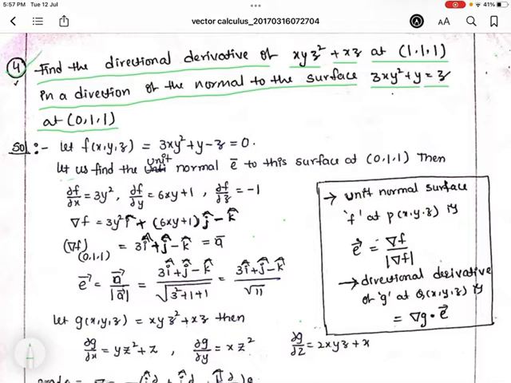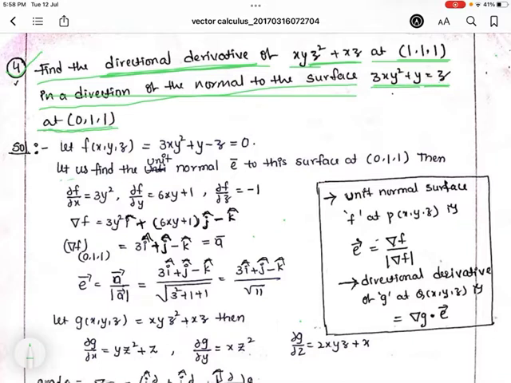So what is the problem? In this problem, what is given and what we have to find: we have to find the directional derivative of this function at this point. And what is given is, in a direction of the normal to the surface, this function at this point.